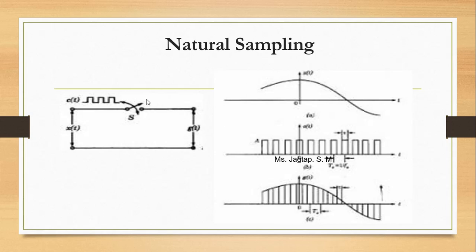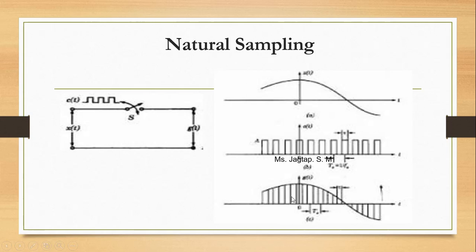Looking at the waveform for this one, here the sampling waveform consists of a train of pulses having a duration of tau and separated by the sampling time Ts. The baseband or modulating signal x of t and the sampled signal s of t is equal to c of t times x of t, as shown in the figure. The sampled signal is obtained by the multiplication of x of t and c of t.